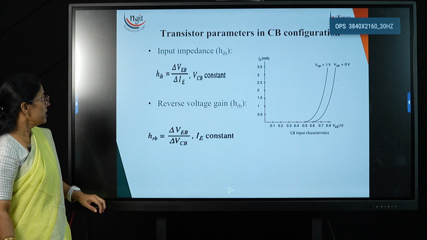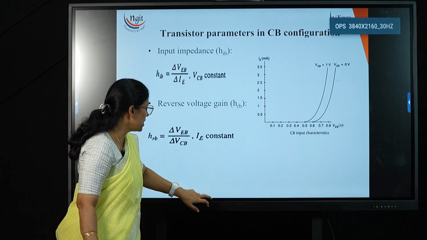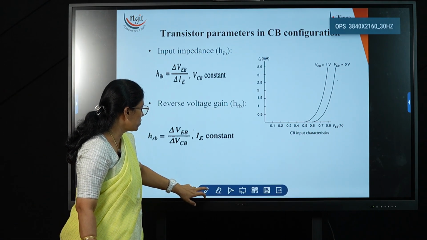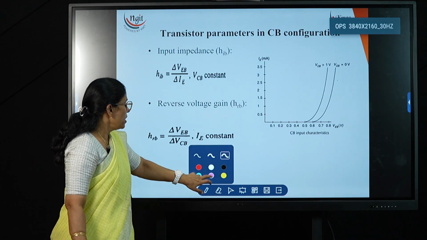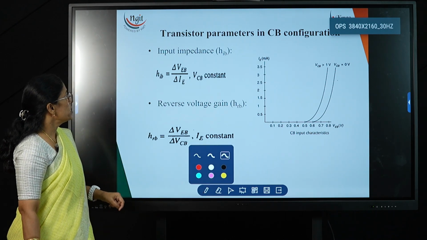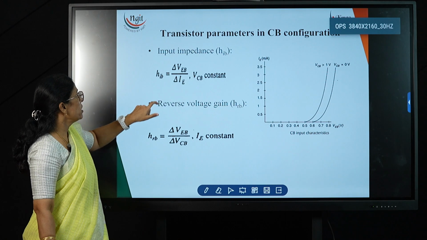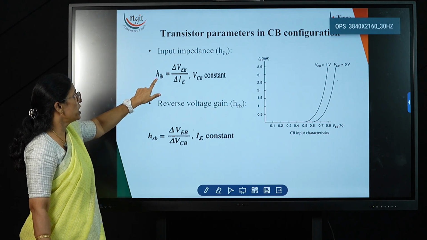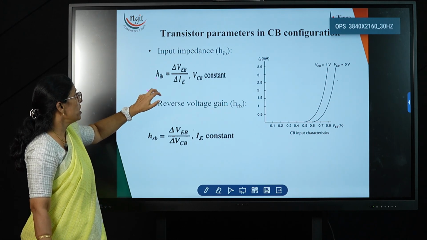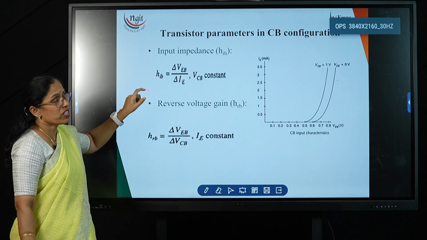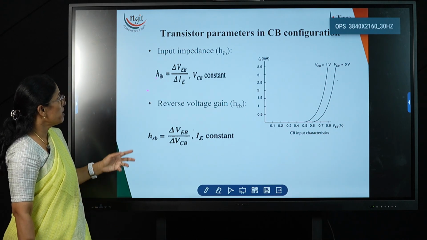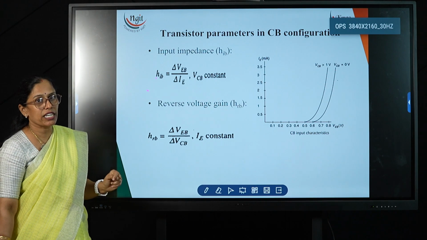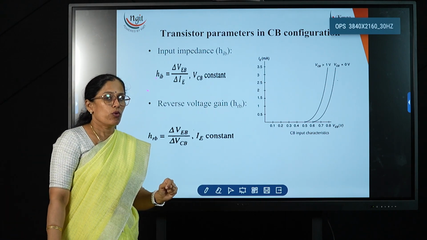Now these are the transistor parameters. These have different dimensions, so we can also call them H parameters. They are represented by H, and we take two suffixes. The first suffix indicates the parameter we are calculating, and the second suffix indicates which configuration.